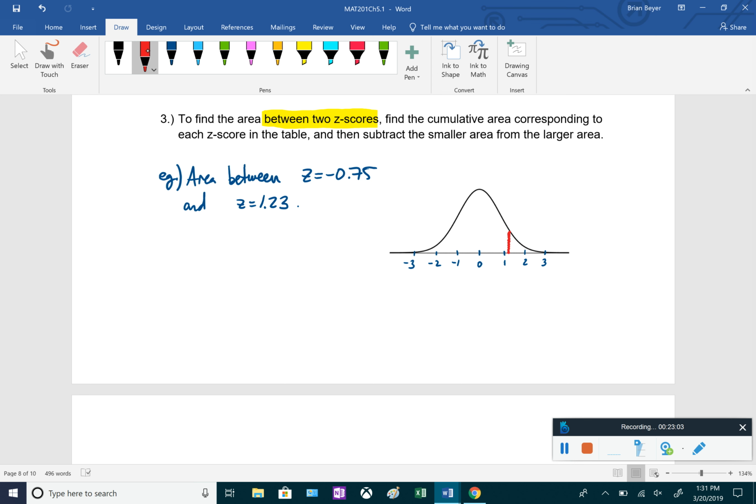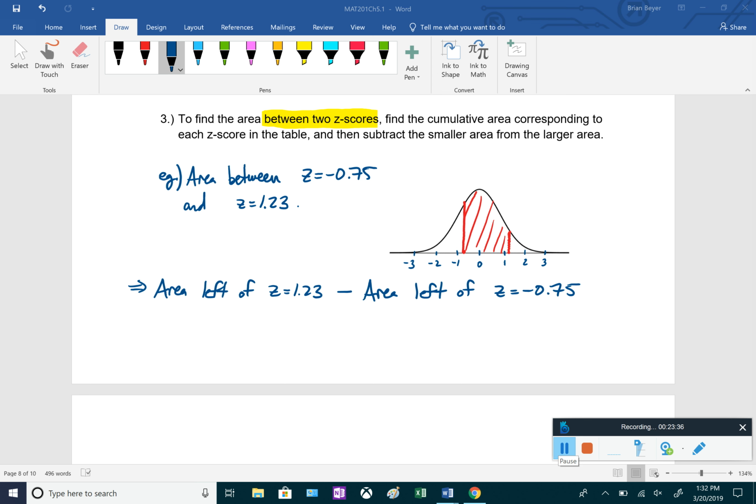When we look this up on the table, it tells us this whole area, right? But we're looking for the area between that value as well as negative 0.75, which is right here. So we need to subtract off the area to the left of negative 0.75, which will leave us with the area between them. So we're looking for that area between. So the area to the left of z equals 1.23 minus the area left of z equals negative 0.75, put parentheses around them.